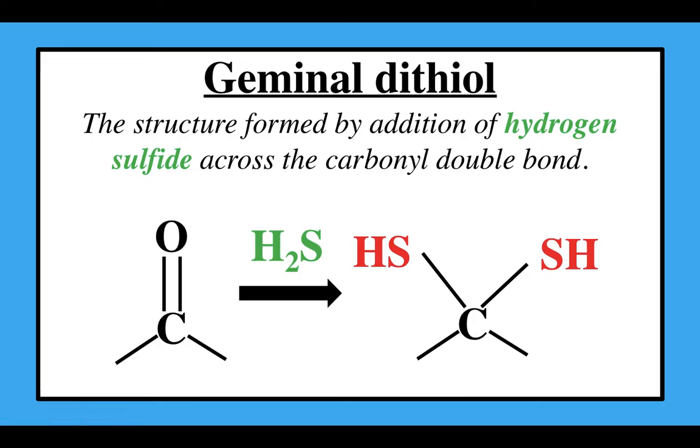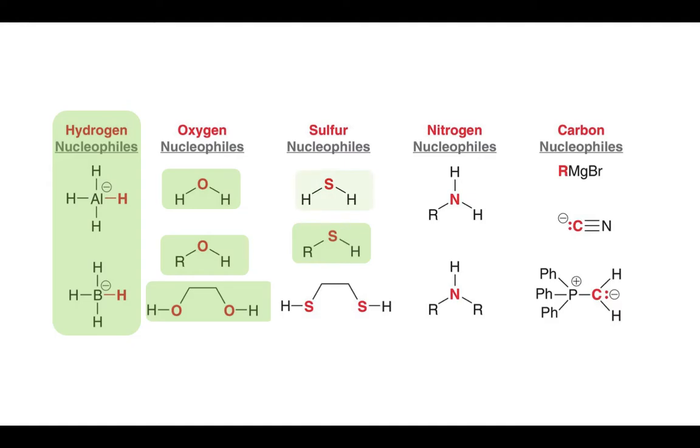I'm not going to discuss the mechanism by which this happens because your book does not discuss it, but just know that hydrogen sulfide will convert this into a geminal dithiol, similar to our hydrate mechanism. So that was using hydrogen sulfide.